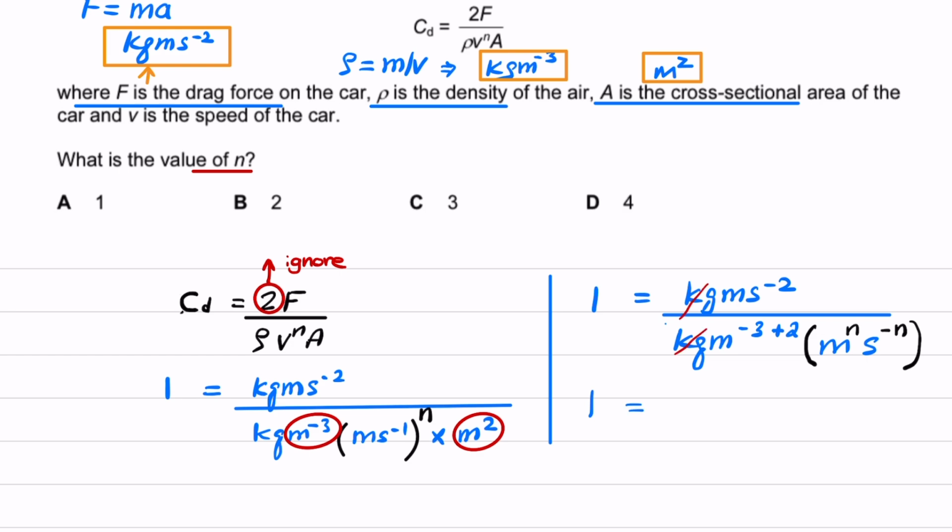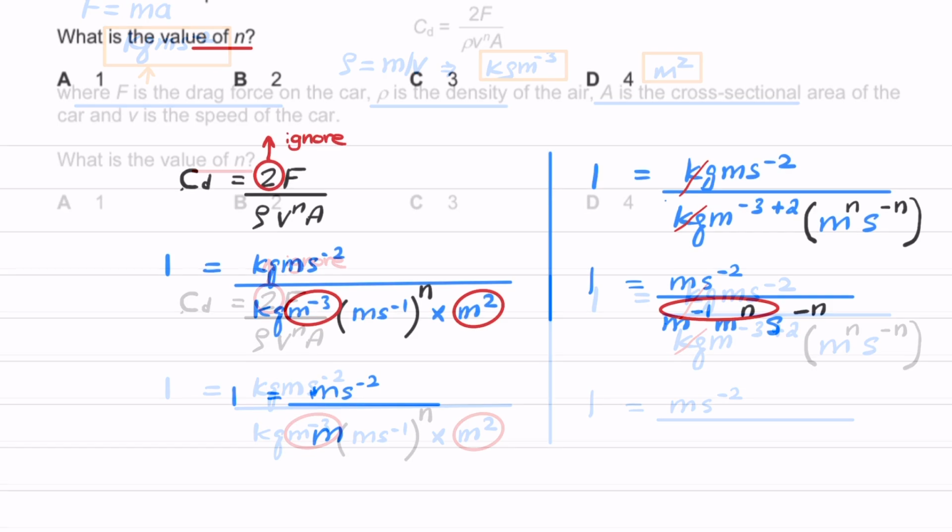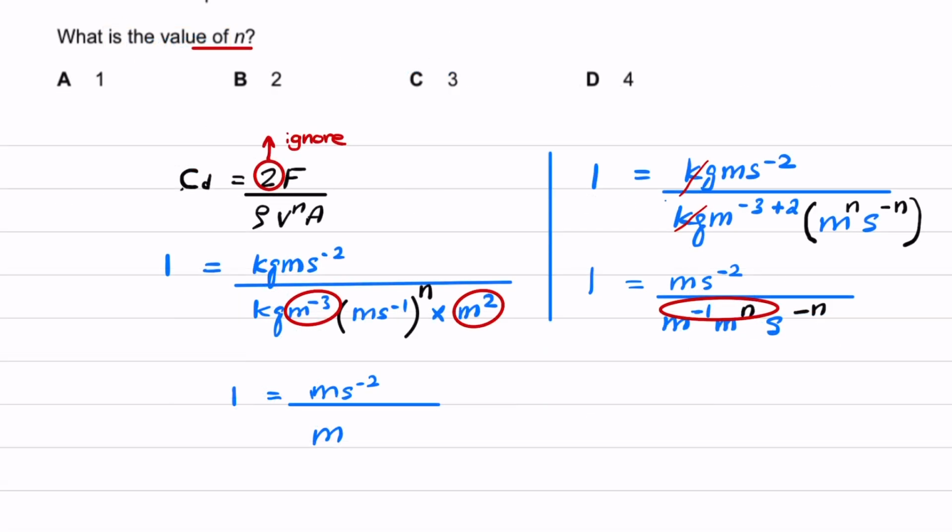Cancel out kg. So over here, m is -3 plus 2. So -3 plus 2, sign of the greater and subtract. So m will become plus, sorry, -1. So here m becomes m to the power minus 1.